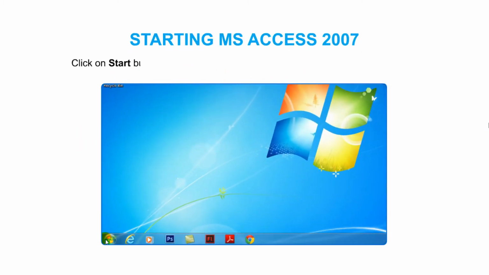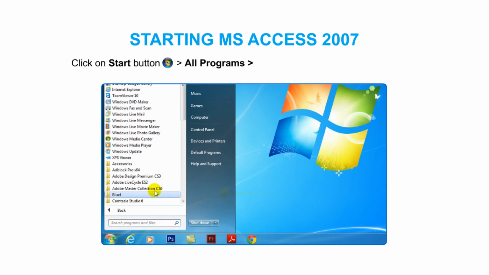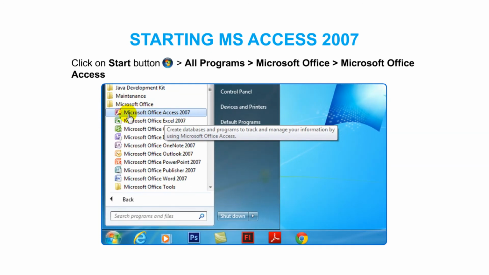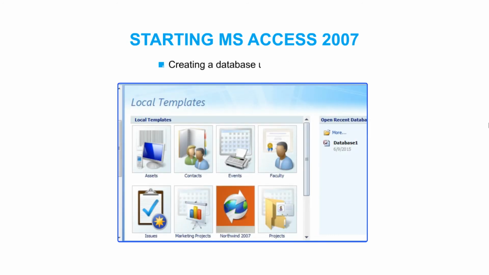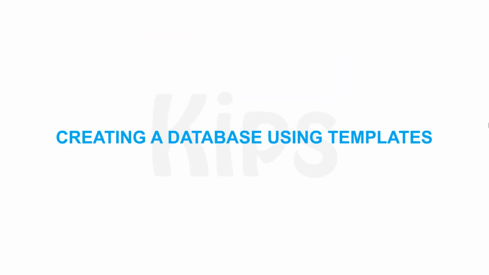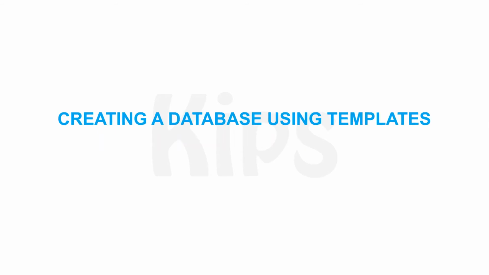Alright students, now let me tell you how to start MS Access. Click on Start button, then go to All Programs, then go to Microsoft Office, then go to Microsoft Office Access 2007. MS Access offers you two ways to create a new database. Creating a database using templates. Creating a blank database.